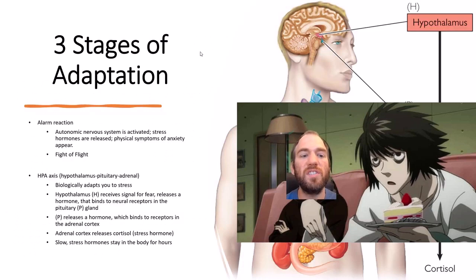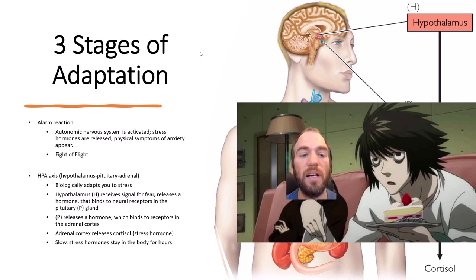And as stated, there are 3 stages of adaptation to stress that occur at a biological level. The first, the alarm reaction. The autonomic nervous system is activated, stress hormones are released, and physical symptoms of anxiety appear. This is thought to relate to the fight or flight reflex.